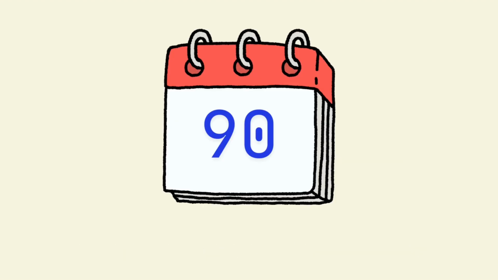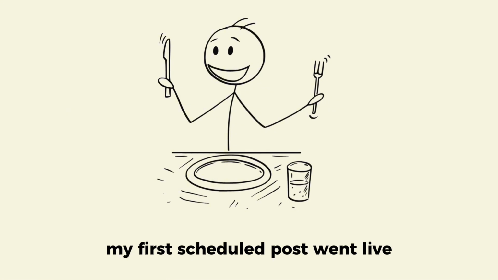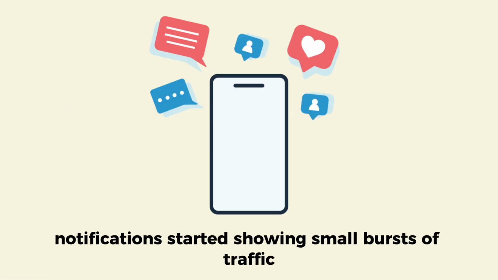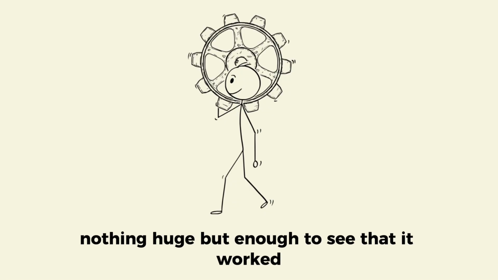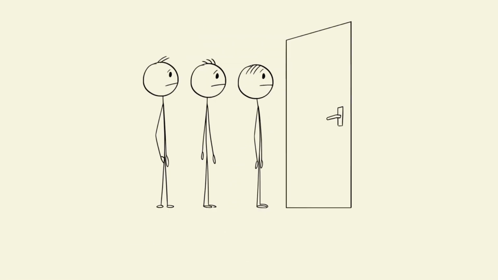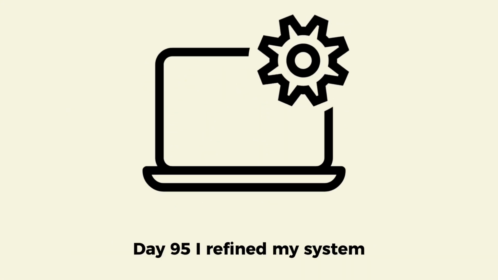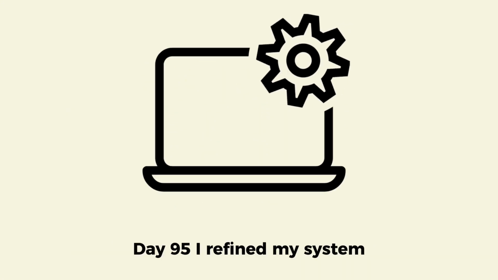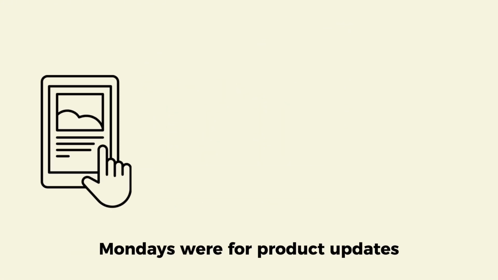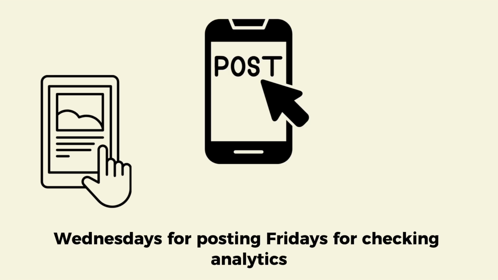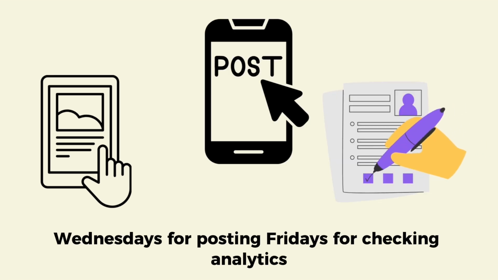Day 90. My first scheduled post went live while I was making breakfast. Notifications started showing small bursts of traffic. Nothing huge, but enough to see that it worked. Each day brought new visitors clicking from social posts to my storefront. Day 95. I refined my system. Mondays were for product updates, Wednesdays for posting, Fridays for checking analytics.